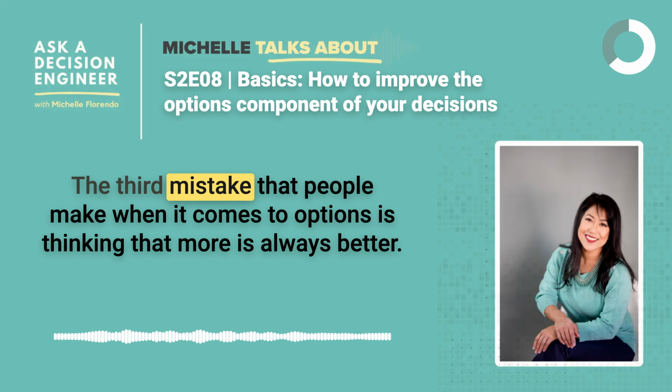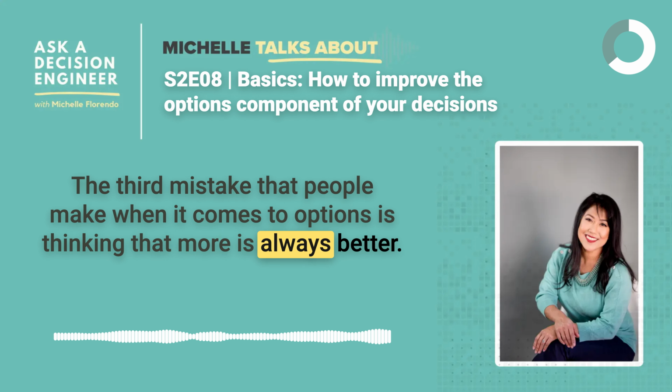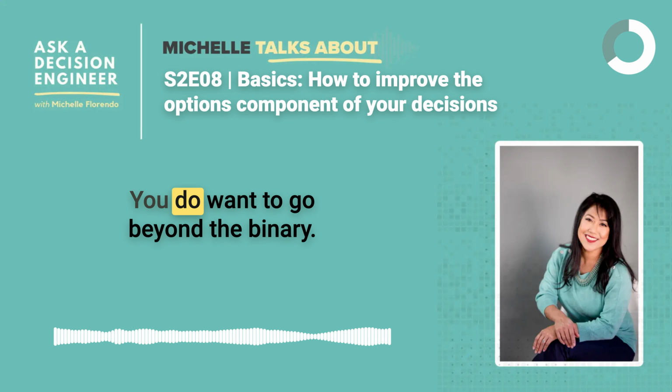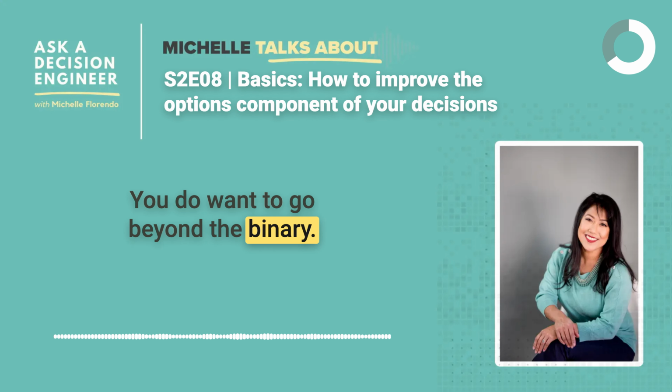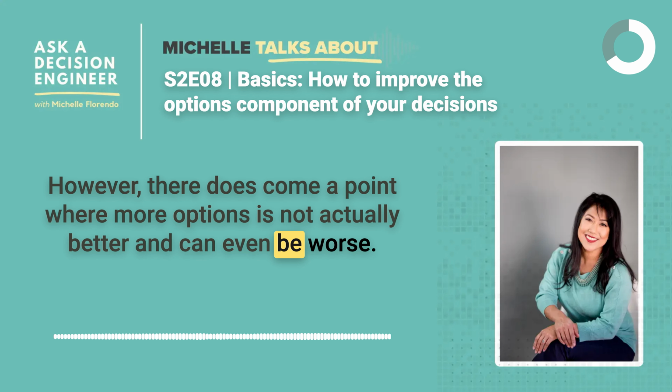The third mistake that people make when it comes to options is thinking that more is always better. Sure, I just spent a section talking about how you do want to generate more options than just two. You do want to go beyond the binary. However, there does come a point where more options is not actually better and can even be worse.